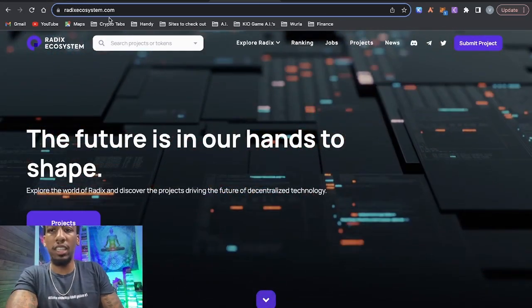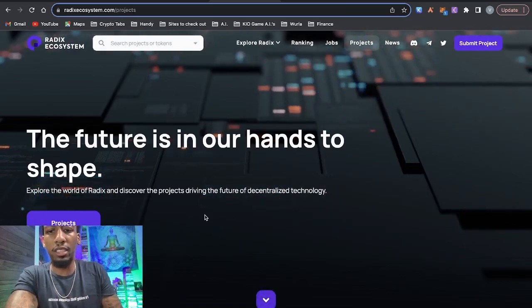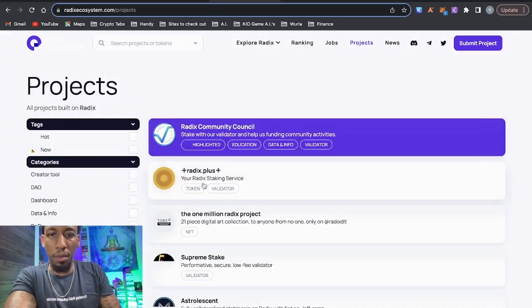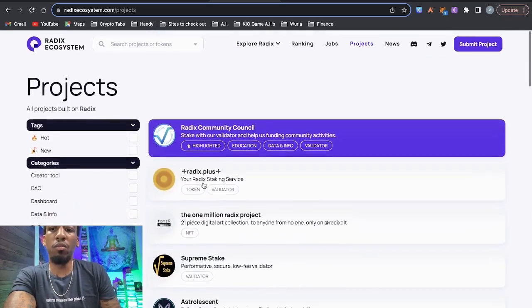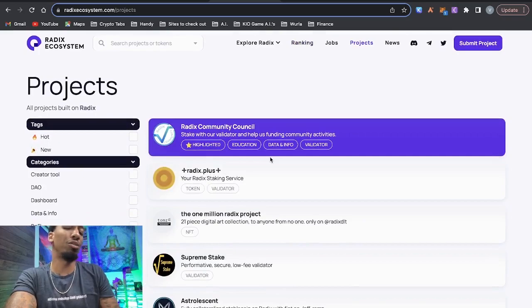But you just go to radixecosystem.com and you hit projects. You can go through pretty much all of the projects that are on Radix. And you can just read through and invest in what resonates with you. But you want to do it fast, because after Babylon is live, if it's successful, you might miss the pump, or at least the initial pump.